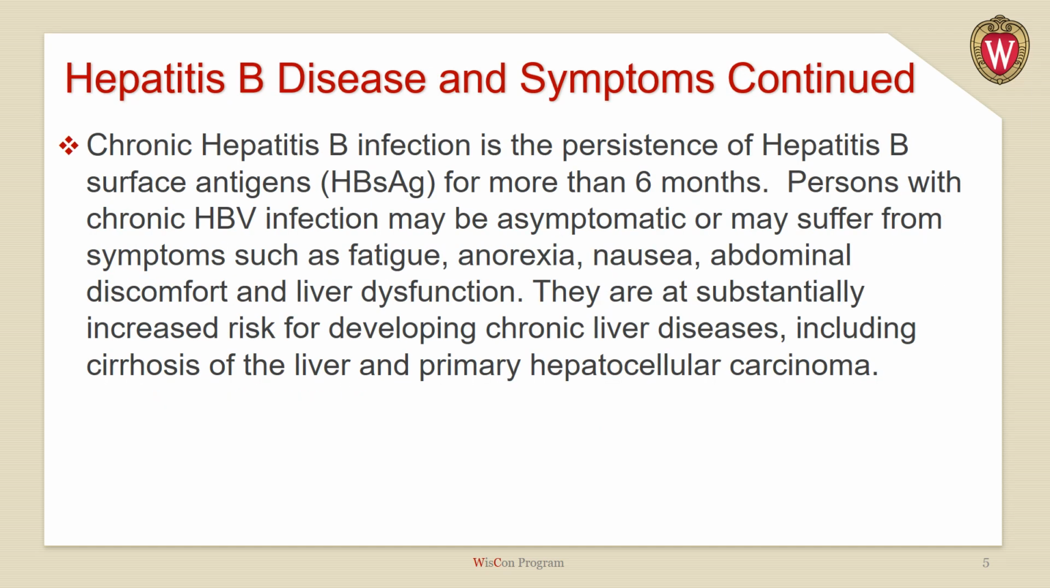Hepatitis B disease and symptoms continued. Chronic hepatitis B infection is the persistence of hepatitis B surface antigen, HBsAg, for more than 6 months. Persons with chronic HBV infection may be asymptomatic or may suffer from symptoms such as fatigue, anorexia, nausea, abdominal discomfort, and liver dysfunction. They are at substantially increased risk for developing chronic liver diseases, including cirrhosis of the liver and primary hepatocellular carcinoma.